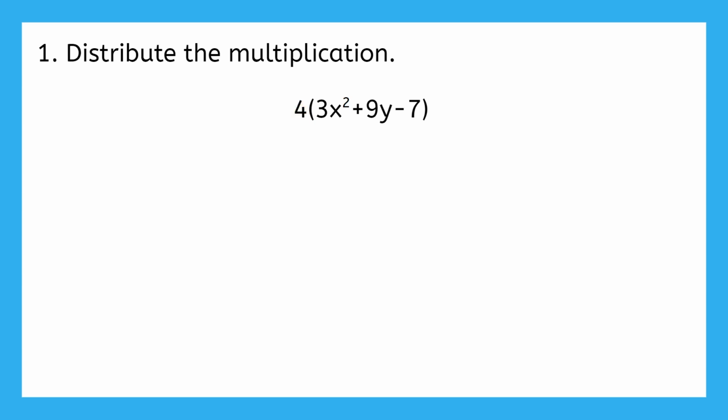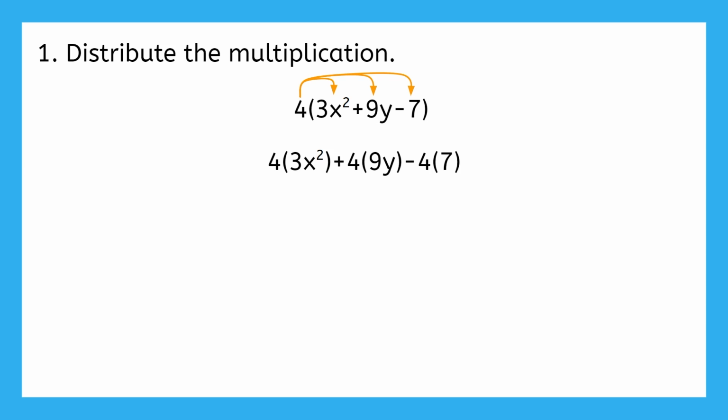When I distribute, I like to make a mark or annotate my problem to show myself where I've distributed and to stay organized. I know that 4 has to get multiplied by every term here, so I'll start by doing 4 times the first term, 3x squared. Next, I'll bring down the addition sign and then multiply 4 times 9y. My next operation is subtraction, so I'll bring that down, and then I'll multiply 4 times the last term, which is 7.